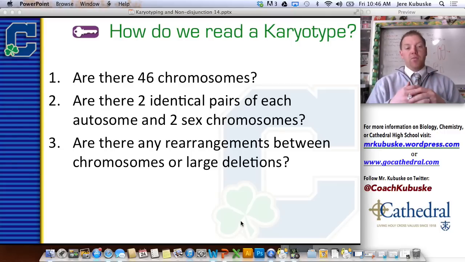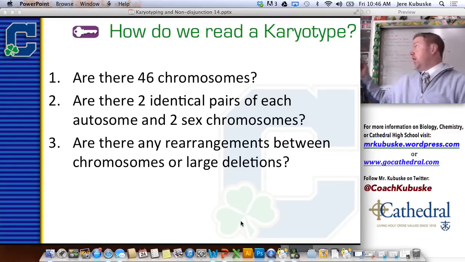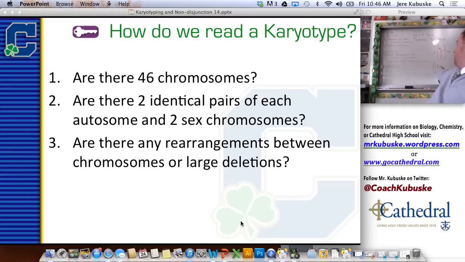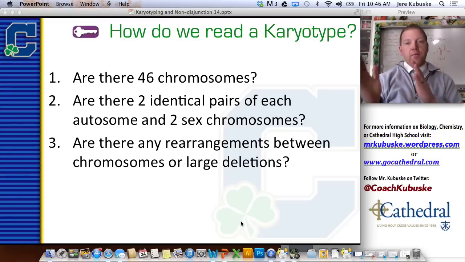the higher number chromosomes. Okay, and then number 3, are there any rearrangements? Were there any additions or deletions? Like my pie back here, the big P with the extra piece and the little I. That's the next thing you need to look for. Did things get shifted around? Did the bands match up and that type of stuff? So those are the things you need to look for when you're reading a karyotype.